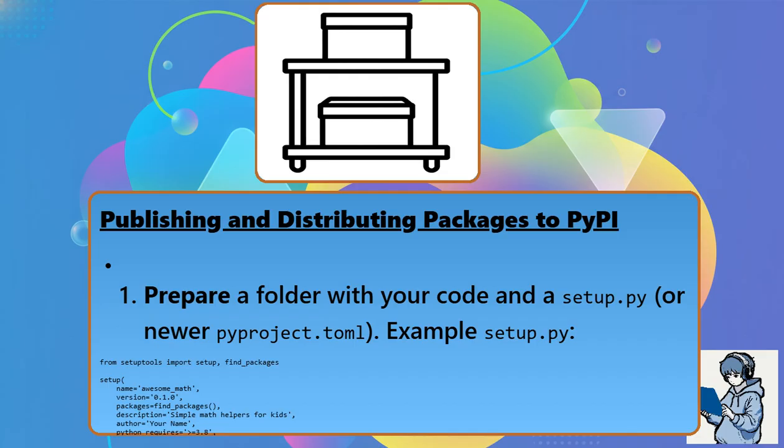Example setup.py contains: from setuptools import setup, find_packages. Then call setup with name equals awesome_math, version equals 0.1.0, packages=find_packages(), description equals simple math helpers for kids, author equals your name, python_requires >= 3.8.